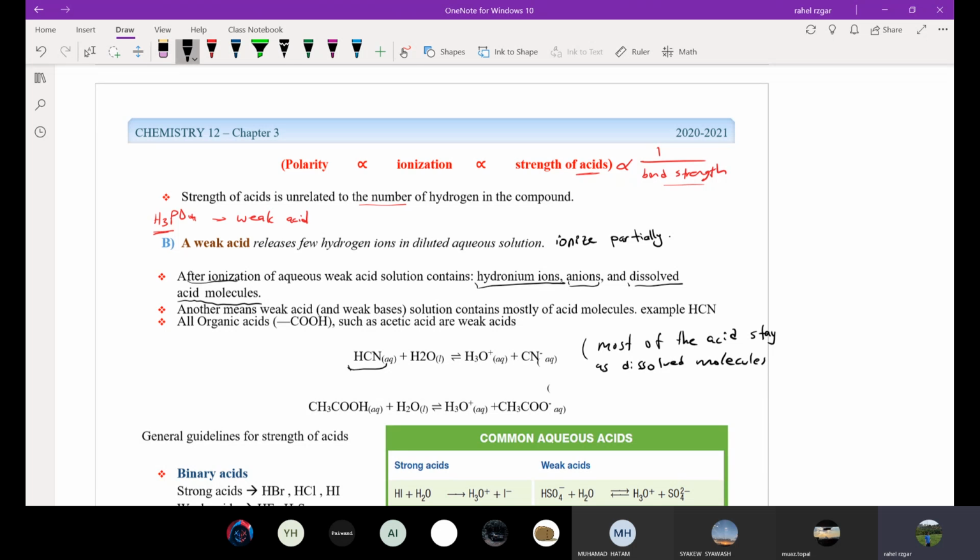If you remember, we had a question even for HF. We said most of the HF molecules stay as molecules, non-ionized molecules. Only a small portion of it, only a small part of it becomes ions. The hydrogen is lost. All the rest are dissolved, but in a non-ionized molecule form.